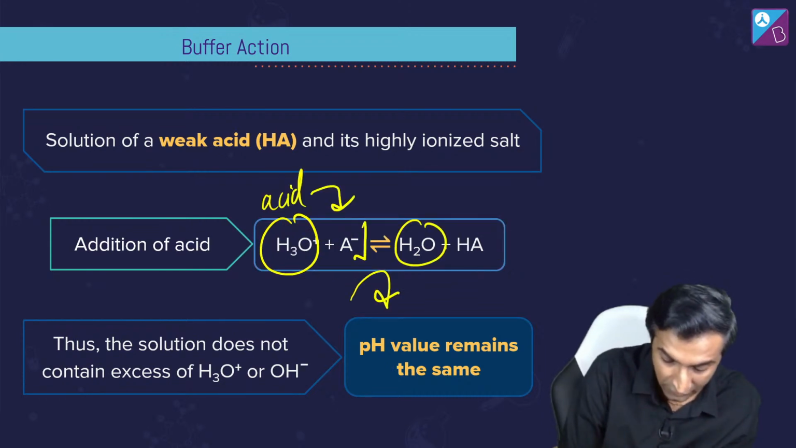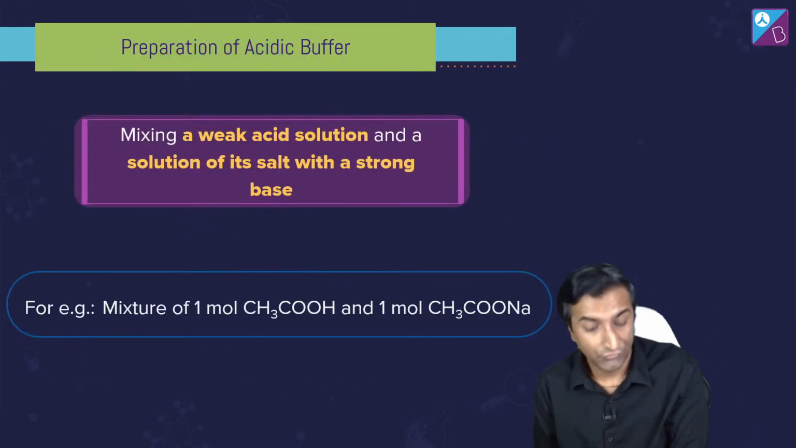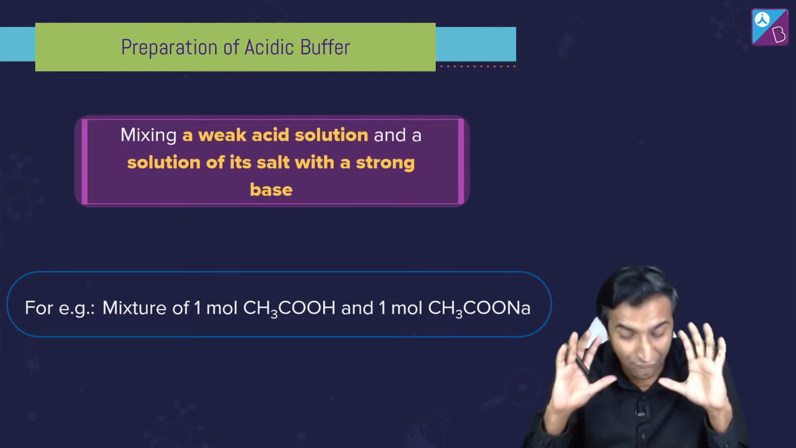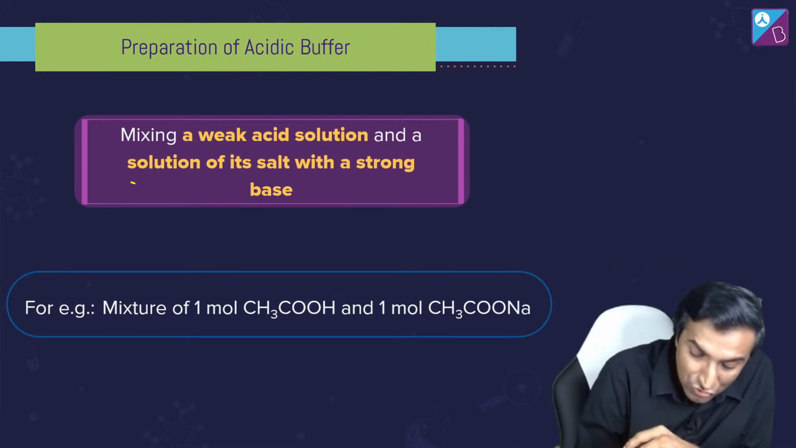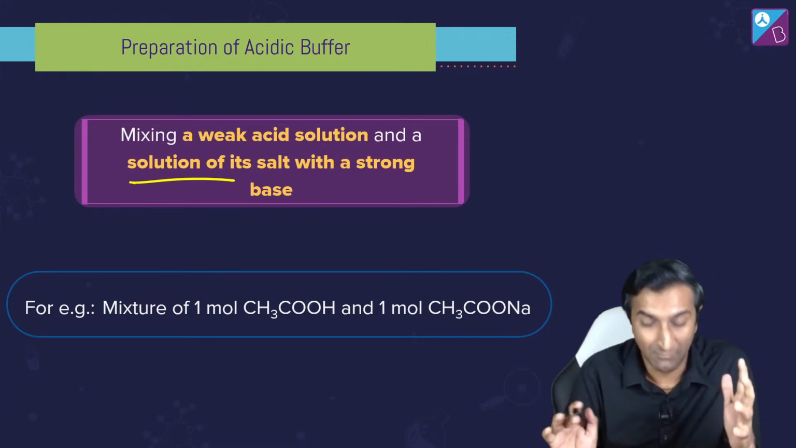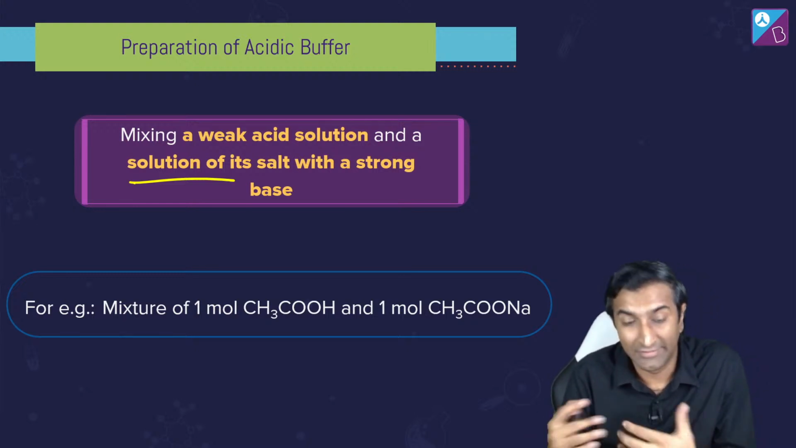Let me put that here also. This one's concentration is less, this one's concentration is more. Cool. All right. So basically, sorry, no pun intended. When you mix a weak acid and a solution of its salt with strong base, you get a buffer, an acidic buffer. But you need to mix them in a particular ratio for this buffer thing to work.